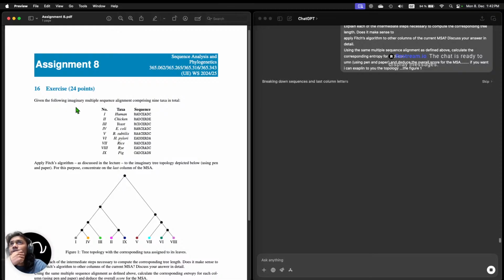Given the following imaginary multiple sequence alignment comprising 9 tags in total. Human sequence, so till B subtilis is gonna start with R. Rice, rye, pig. Apply Fitch algorithm as discussed in the lecture. The imaginary tree topology depicted below using pen and paper. For this purpose, concentrate on the last column of the MSA. I don't think ChatGPT is gonna handle this very well.